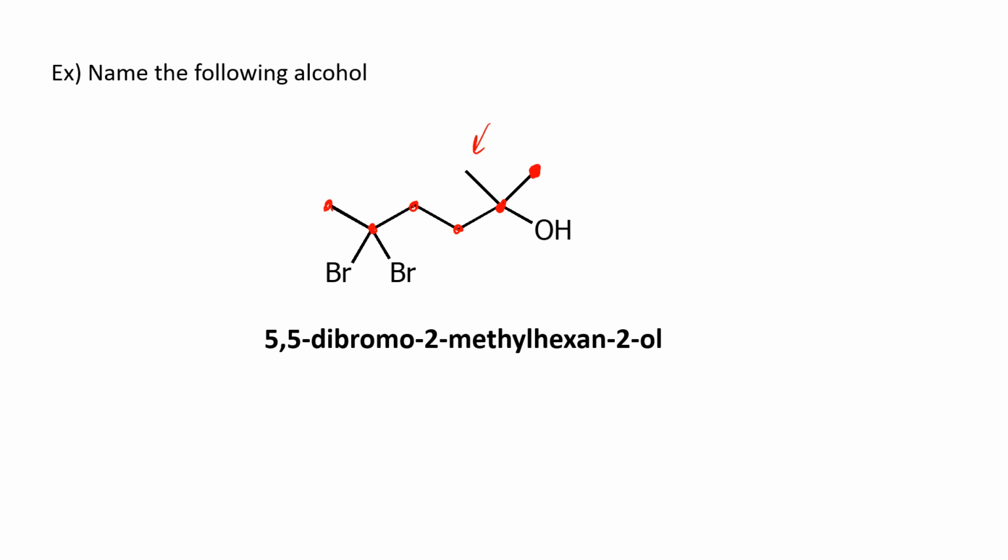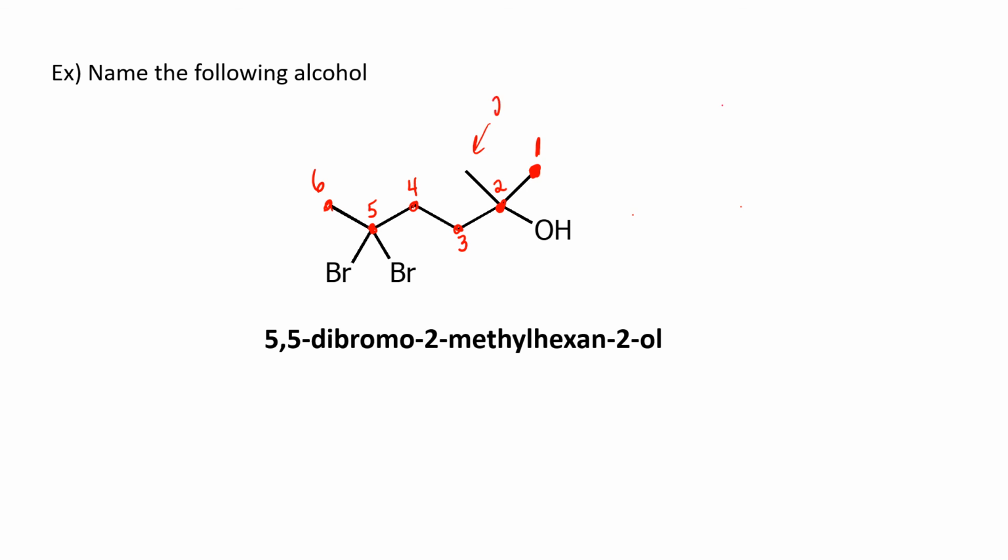Now, when we number this, remember the rule says the alcohol has to get the lowest possible number. The alcohol does not have to be number 1 like it does in a cyclic. And remember, in an alkyl chain, we just have to give the lowest possible number. In a cyclic alkane, it has to be number 1. So because I have to give my alcohol the lowest possible number, we're going to start numbering here. That's 1, that's 2, that's 3, 4, 5, and 6.